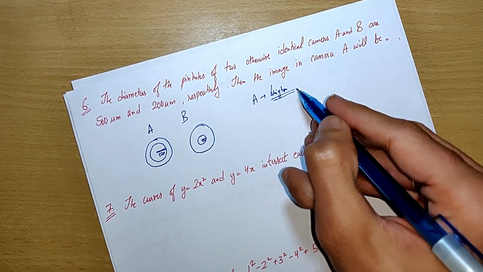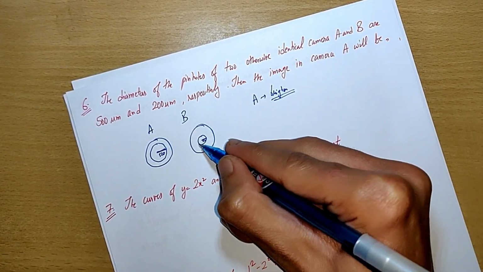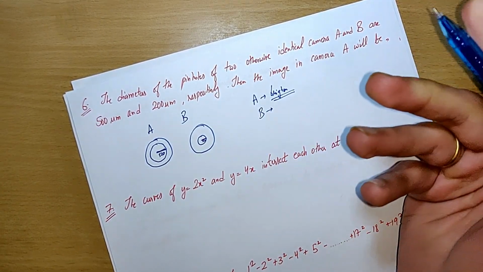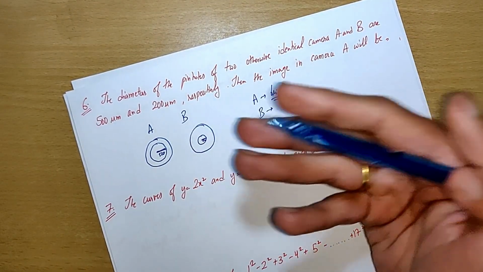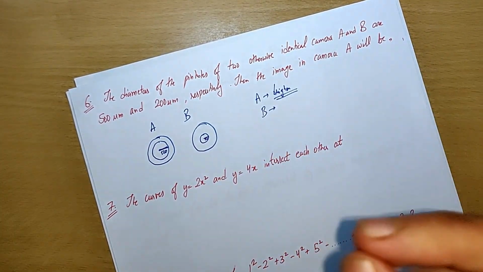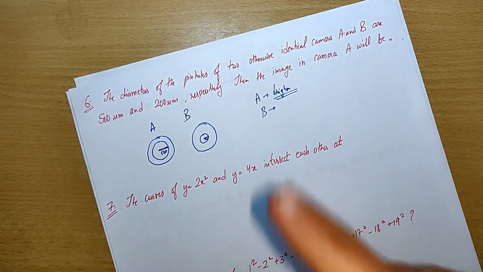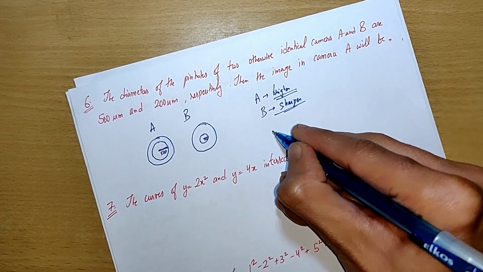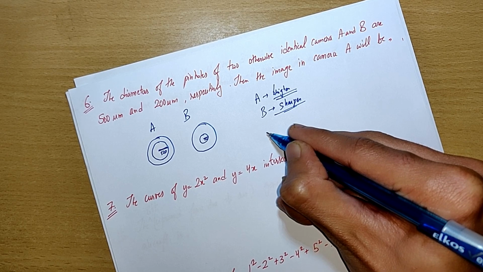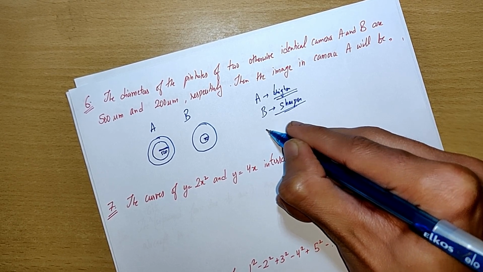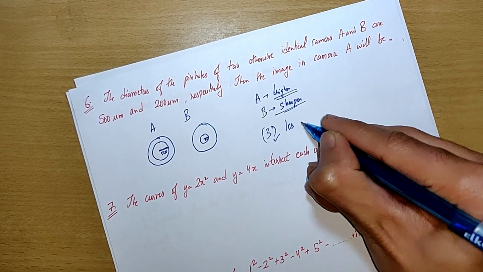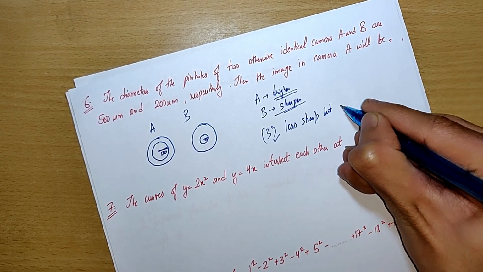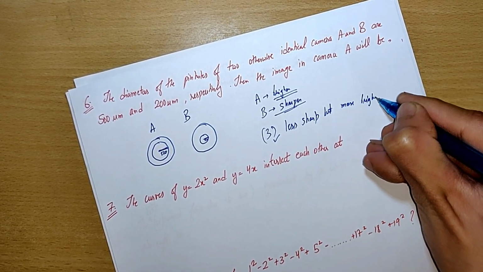And for sharpness, since the aperture is small in B, the B image would be sharper. Like in normal cameras, the smaller the aperture, the sharper the image, and the larger the aperture, the brighter the image. So the camera A image would be brighter. Out of the options, the third would be correct: the A image would be less sharp, but brighter than B.